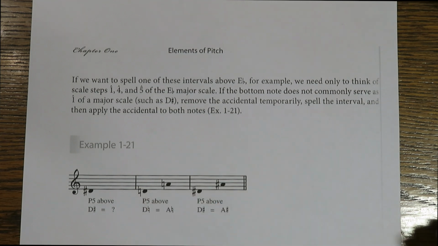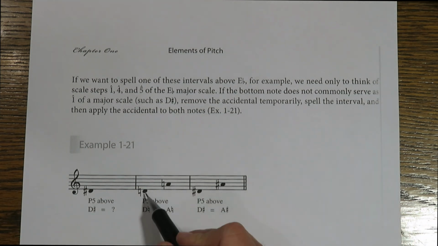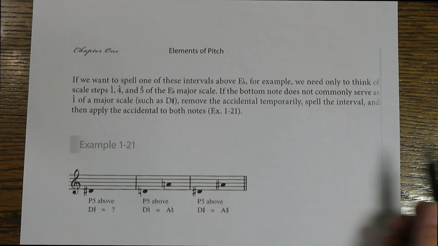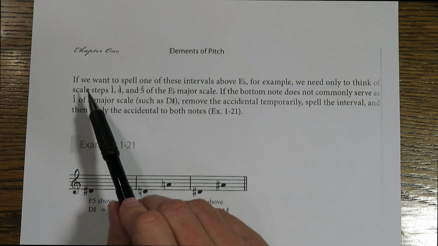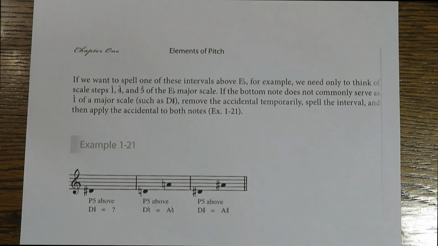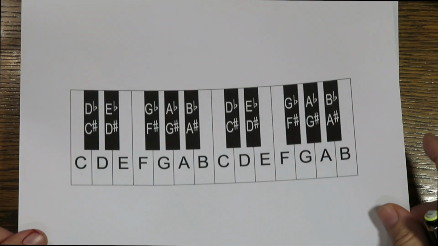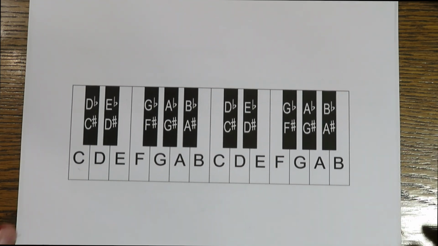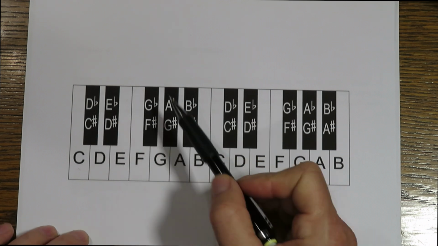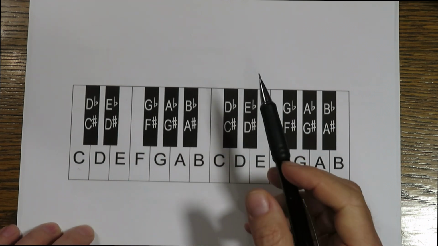Boom. Remove the accidentals. Put your fifth there. And then add your sharps. So, like with the example of E flat, we only need to think of scale steps 1, 4, and 5 to find the perfect intervals. Right? So, in the key of E flat, let's build the major scale. There's 3 flats, so E flat, A flat, and B flat.